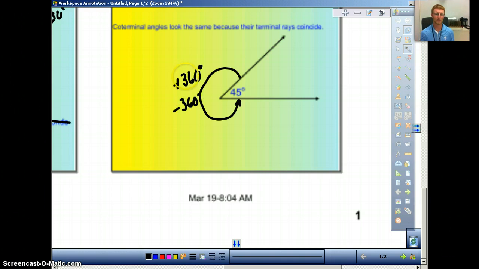So what does that mean? It means if I do 45 degrees plus 360, I get 405 degrees. That's coterminal, which means they're the exact same angle. That's all it's saying. So you can either add or subtract.